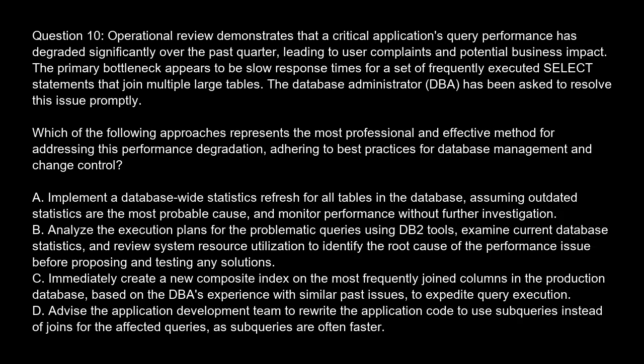Option C. Immediately create a new composite index on the most frequently joined columns in the production database, based on the DBA's experience with similar past issues, to expedite query execution. Option D. Advise the application development team to rewrite the application code to use subqueries instead of joins for the affected queries, as subqueries are often faster.